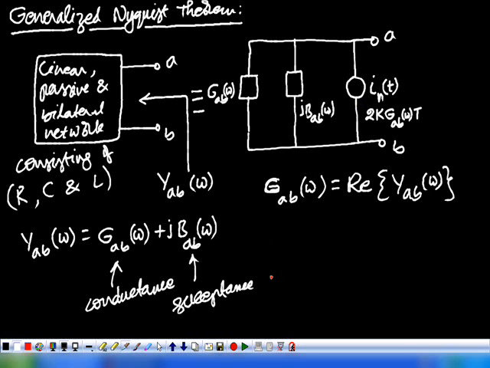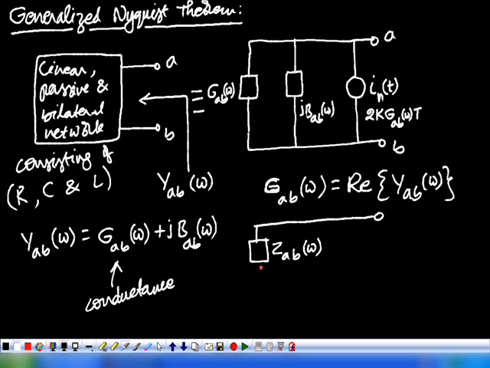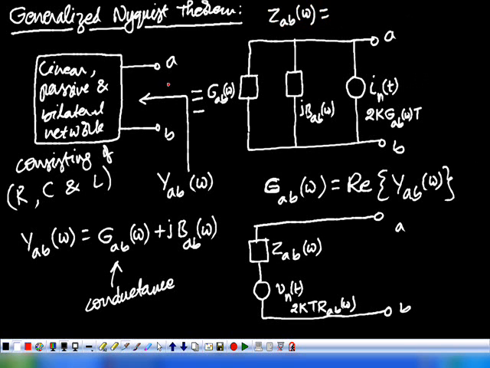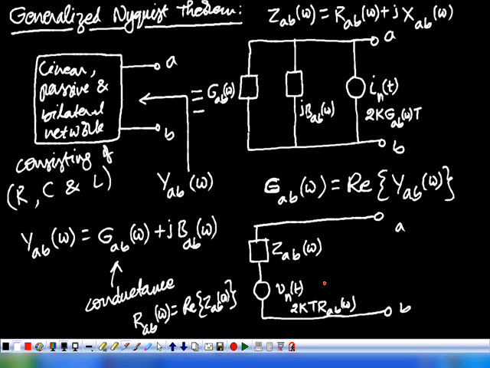Can you draw the Thevenin equivalent of this? The same network can be replaced by a noiseless impedance ZAB of omega in series with a noise voltage source Vn of t with power spectral density 2 kT RAB of omega. Why RAB of omega? This ZAB of omega, the impedance seen through the terminals AB, is given by RAB of omega plus jXAB of omega. Therefore, this RAB of omega is the real part of ZAB. So this circuit is the Thevenin equivalent of this.